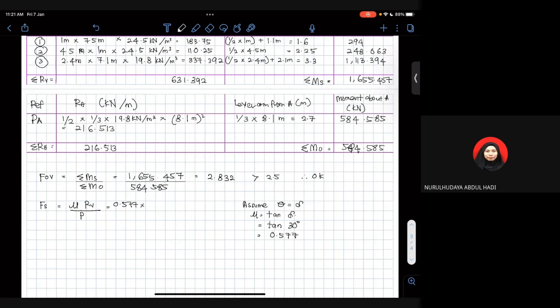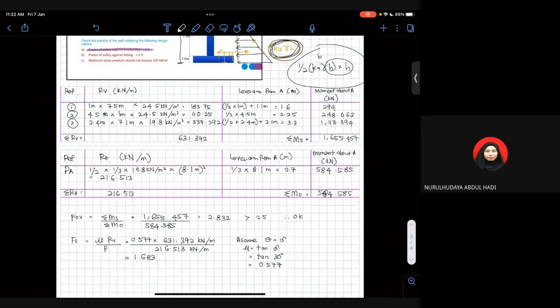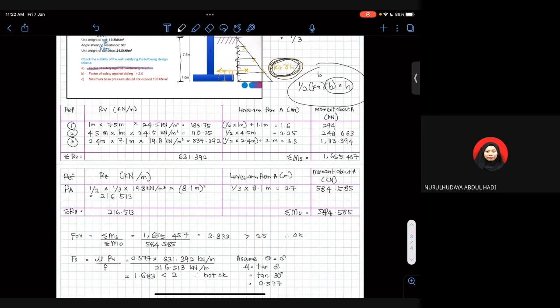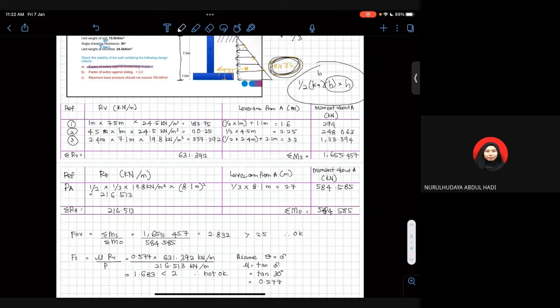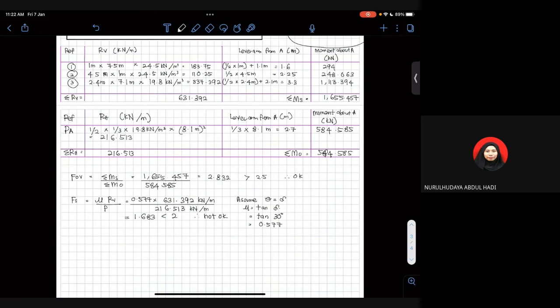RV is 631.392 kilonewton per meter. Bagi dengan the horizontal force P, 1.683. Kalau tengok factor of safety against sliding, dia must be bigger than 2 tapi you dapat the less than 2. Not okay. Question ni minta juga maximum base pressure should not exceed 100 kN per meter square, which means kita kena dapatkan dia punya ground bearing pressure.